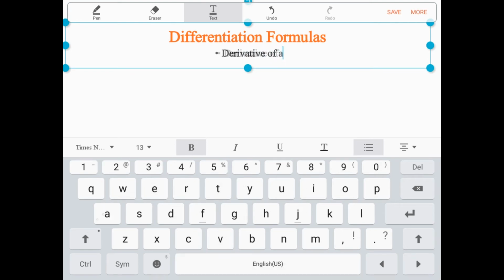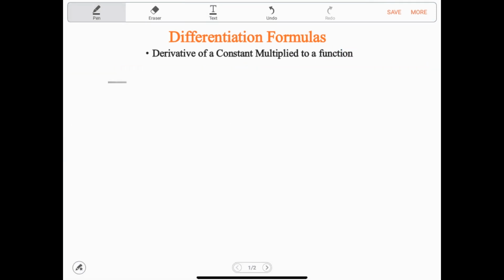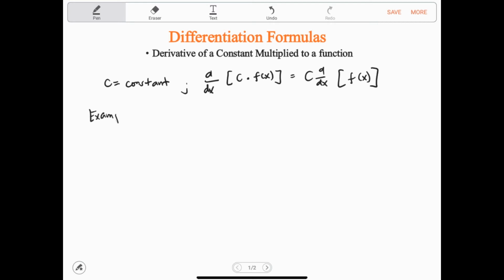Next differentiation formula is the derivative of a constant multiplied to a function. If we have a constant c and a function, we can multiply it directly if we can already find the derivative of the function. So let's work on some illustrations.